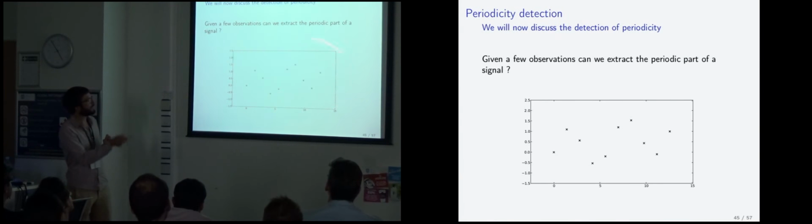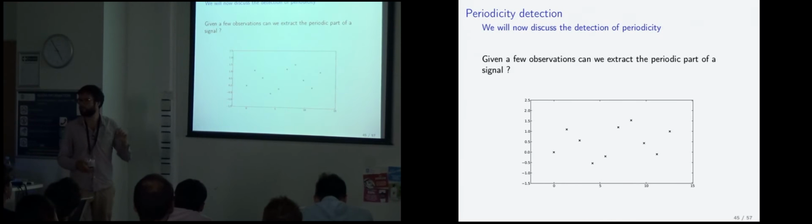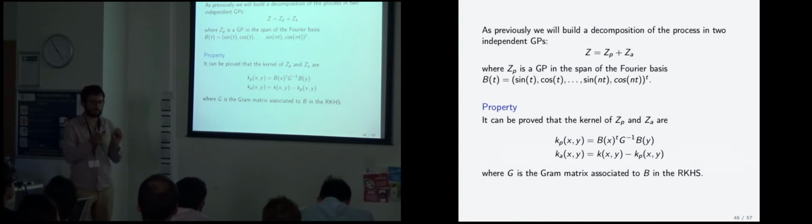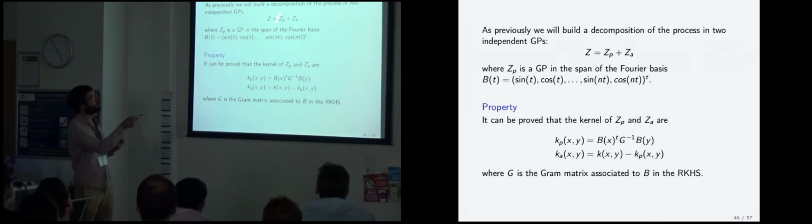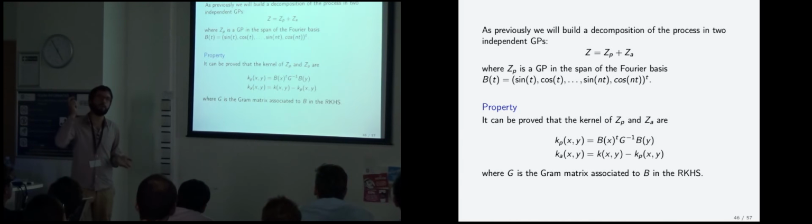Let's say we have this kind of data, and we want to extract the periodic component of the signal. So we are going to design a covariance function that will have a periodic component and something that is not periodic. So what is it not to be periodic? It's something that if you project on a basis of sines and cosines functions, you end up with 0.